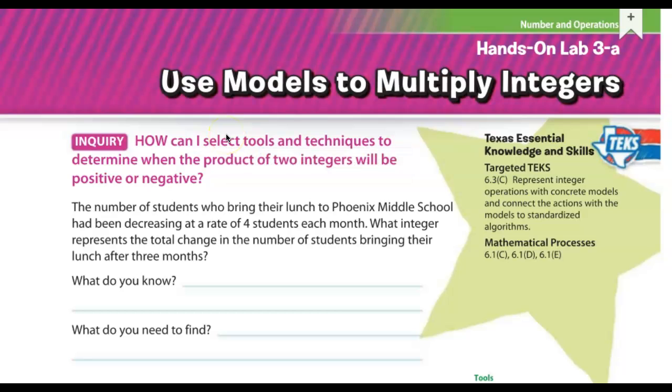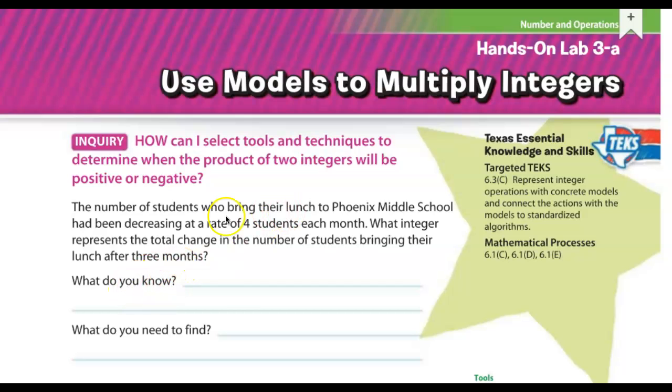So we're continuing our investigation of multiplying integers, and we're going to attach that to a word problem situation now and do a few examples. So here's the word problem. The number of students who bring their lunch to Phoenix Middle School had been decreasing at a rate of 4 students each month. What integer represents the total change in the number of students bringing their lunch after 3 months?